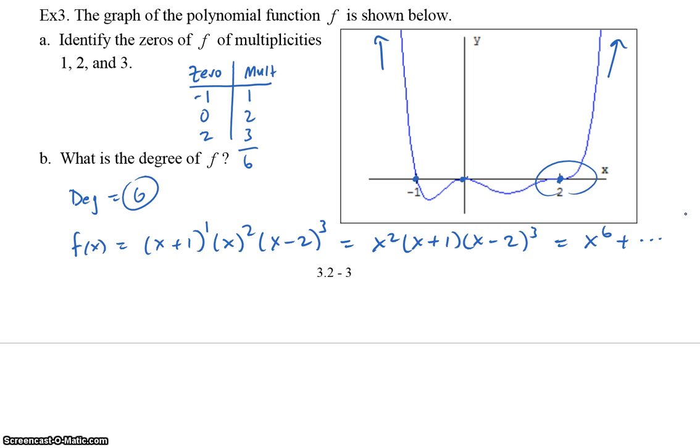But the leading term should be x to the 6th, 6th degree polynomial with a positive leading coefficient. Again, the graph rising to the left and to the right shows us that the leading coefficient should be positive. In this case, it would be positive 1, actually. So we get all of this information from the graph. So the zeros of a polynomial function determine many of the properties or characteristics of the graph, particularly near the x-axis. That concludes the notes for section 3.2.